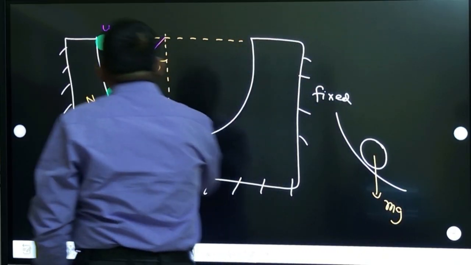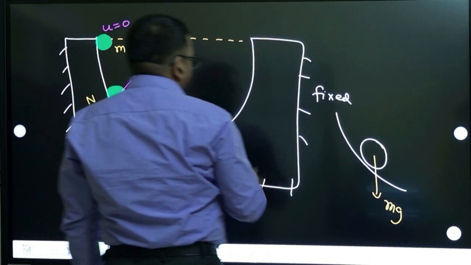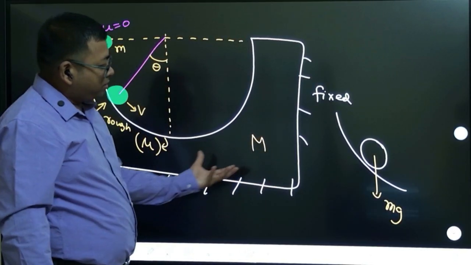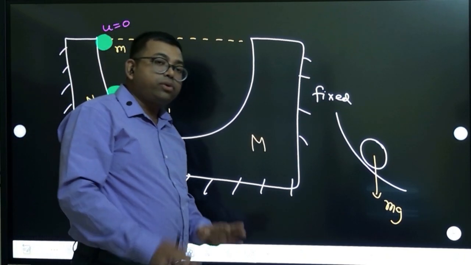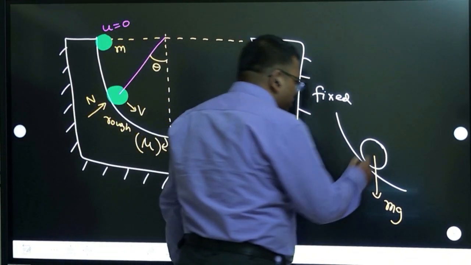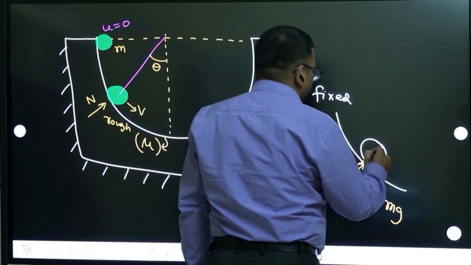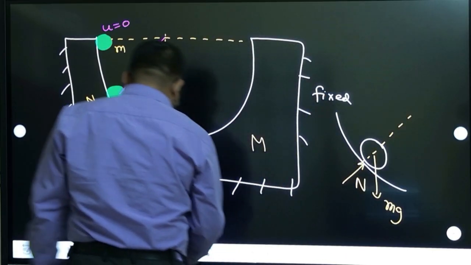This one is smaller. The ball has smaller mass. Right now there is no roll for this wedge, because it is fixed. So this mg is there and this normal is there, right? Two forces are there. Plus friction is also going to act.